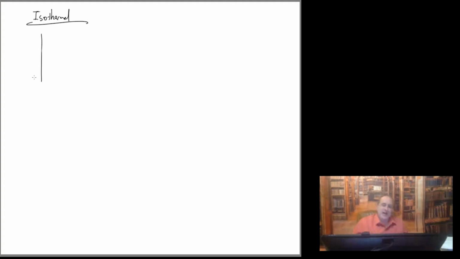Anyone have a guess what isothermal might mean? The temperature is constant. Yeah, temperature's constant. So if we wanted to know what this looks like on the graph, at first glance it's hard to see. How does temperature fit when there's no temperature axis?